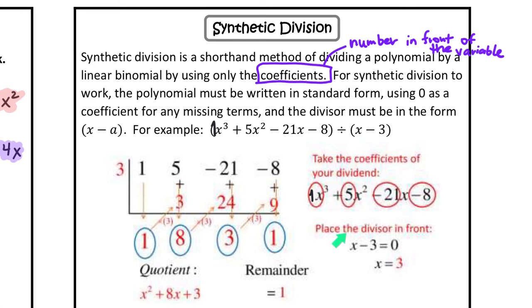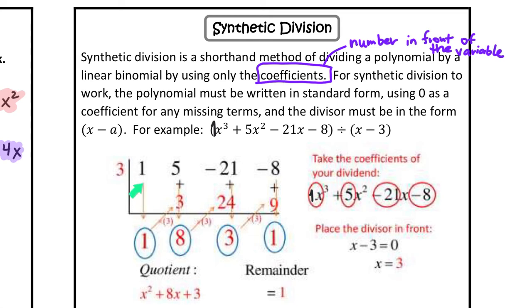Then it says place the divisor in front. So it's being divided by x minus 3. So what you want to do is take the divisor, what you're dividing by, set it equal to 0, and solve for x. So x equals 3 in this case. So you take this value and you put it over here in front of the first coefficient.